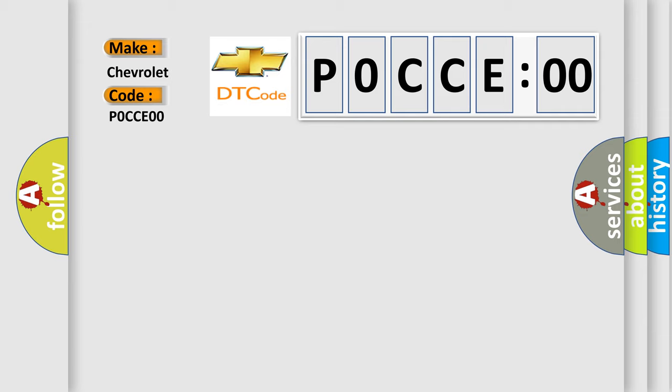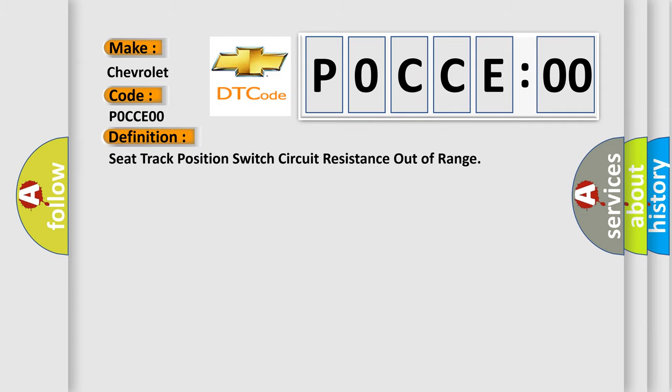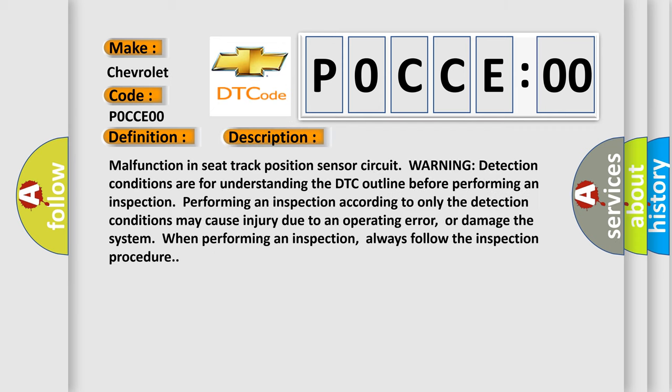The basic definition is seat track position switch circuit resistance out of range. And now this is a short description of this DTC code. Malfunction in seat track position sensor circuit. Warning: detection conditions are for understanding the DTC outline before performing an inspection. Performing an inspection according to only the detection conditions may cause injury due to an operating error, or damage the system when performing an inspection. Always follow the inspection procedure.